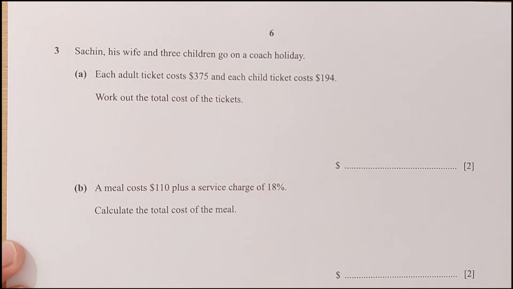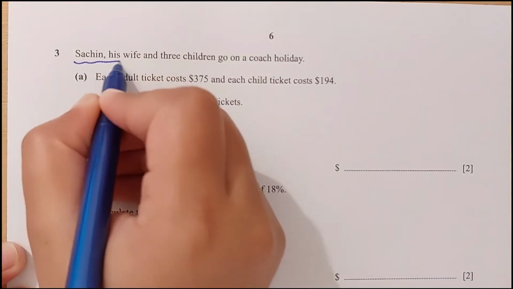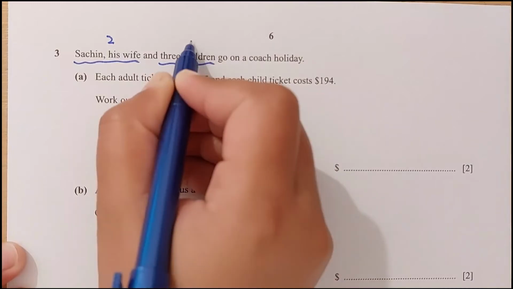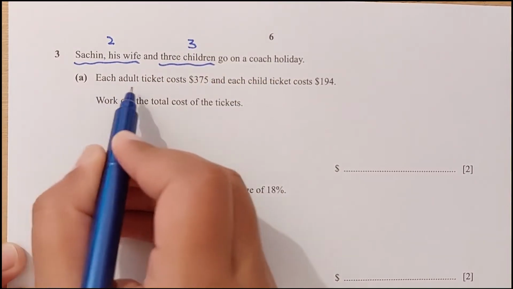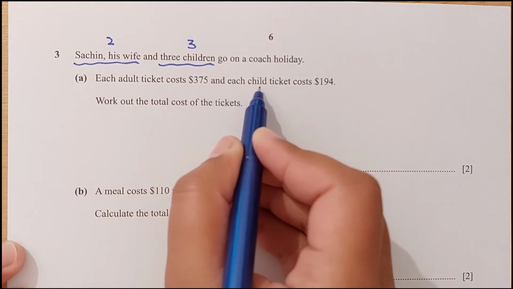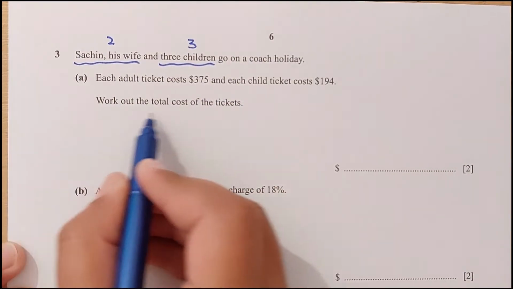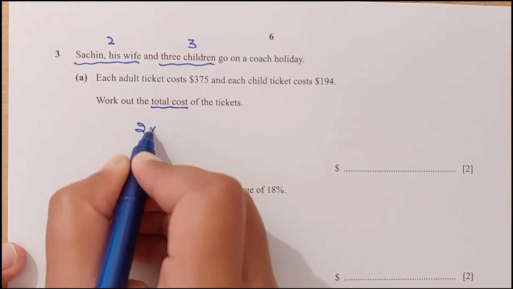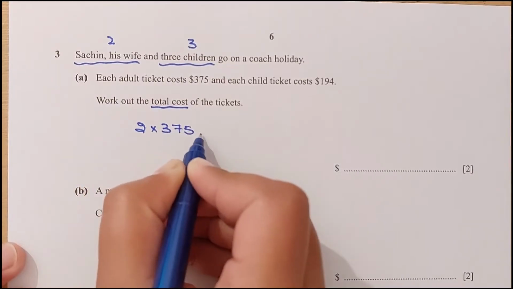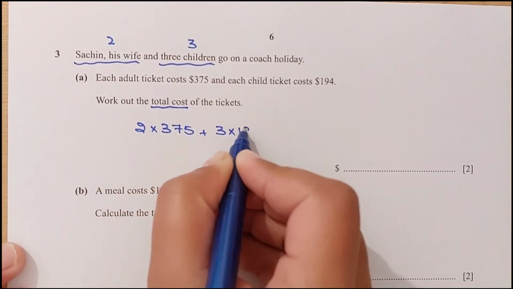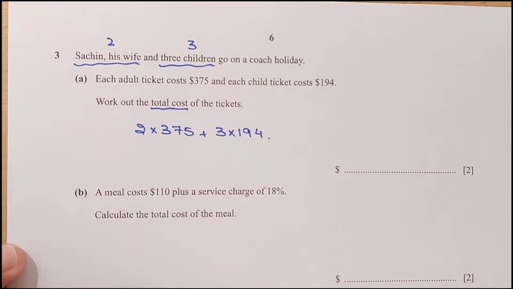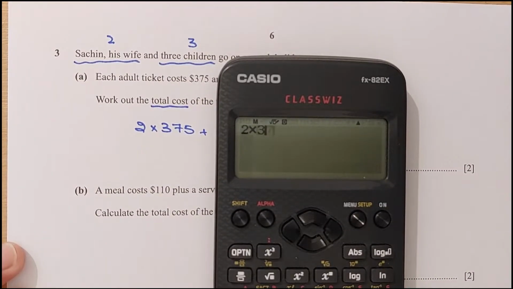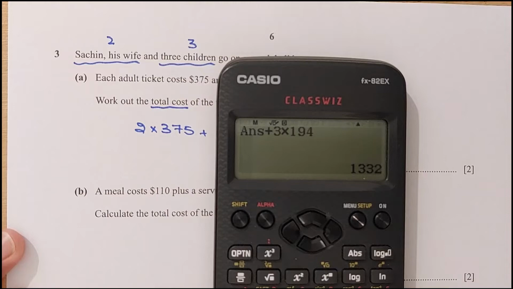Question number 3. Sachin, his wife, and 3 children go on a coach holiday. So 2 adults, right, and 3 children. Okay, part A. Each adult ticket costs $375 and each child ticket costs $194. Work out the total cost of the tickets. Okay, so for the total cost, adult tickets are 2. So 2 times the adult ticket, 375, plus 3 times the child ticket, 194. We will get the total cost, right? 2 times 375 plus 3 times 194. This is $1,332.